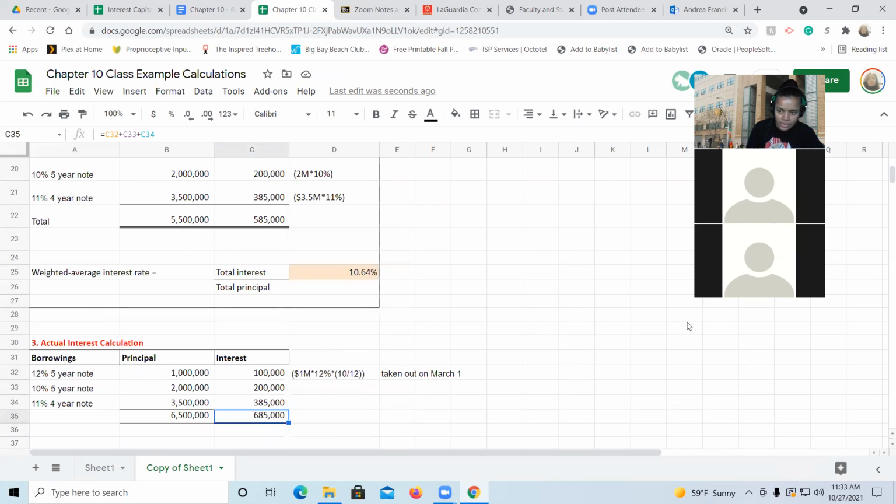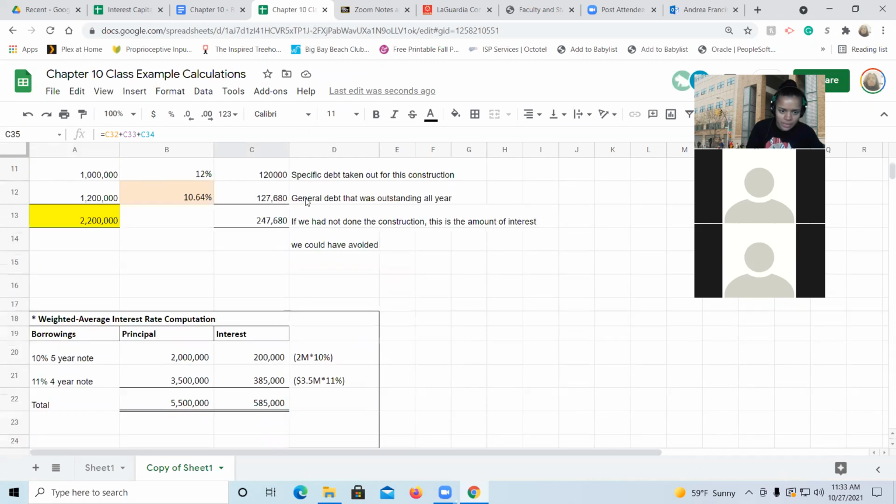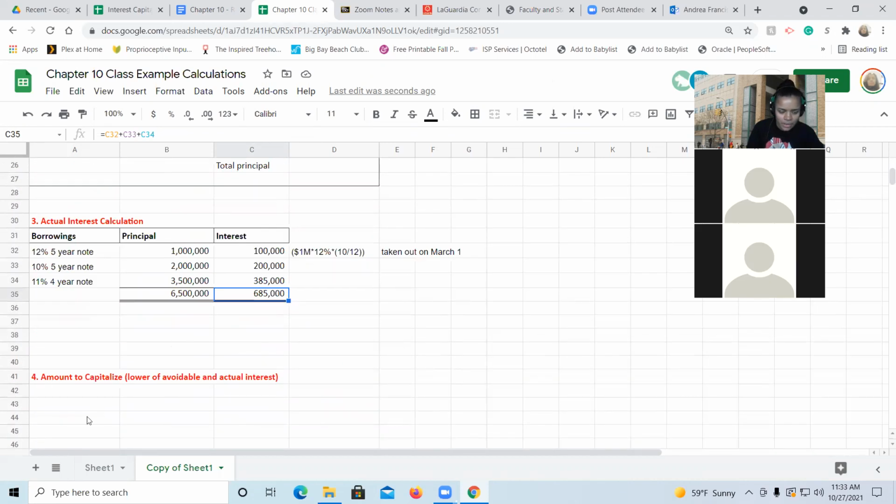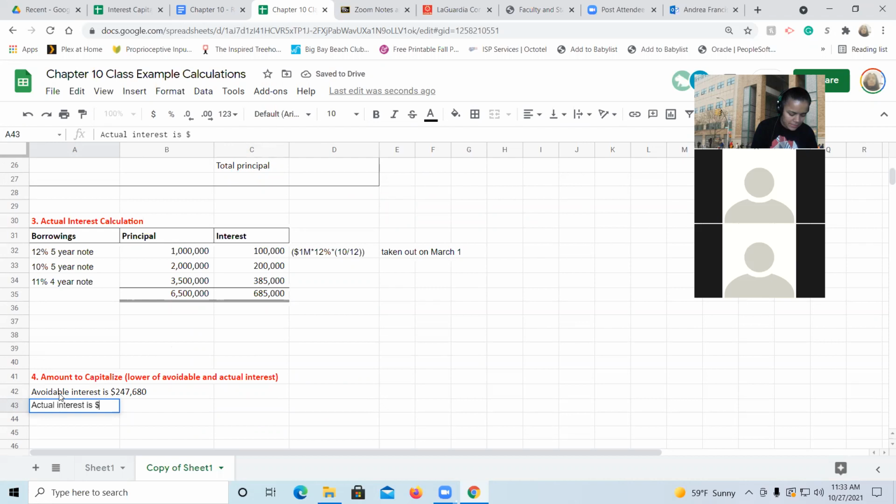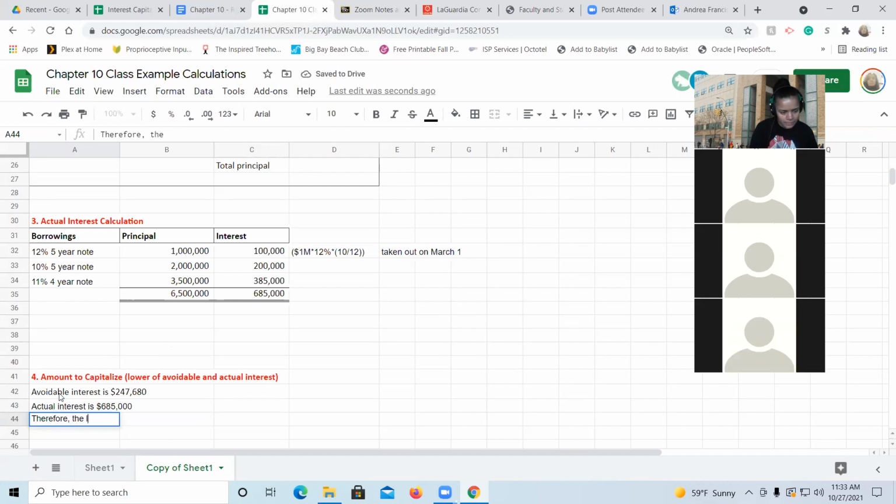So now if you ask yourself what is lower, I mean, this is kind of obvious. What is lower between 247,680 and 685,000? Obviously, the lower amount is the avoidable interest. I'll just type it in here. Avoidable interest is 247,680. Actual interest is 685,000. Therefore, the lower amount is 247,680, and that will be capitalized.